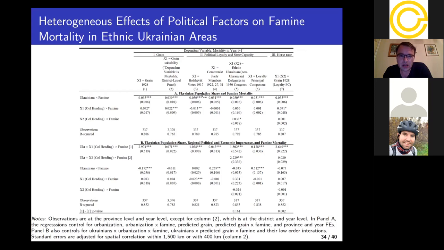In the second column, we repeat a similar exercise, but for the district level data. Next, we take various measures of political loyalty and state capacity of the Bolshevik regime, namely the share of voters for the Bolsheviks in 1917, Communist Party membership in 1922, 27, and 31, averaged over these 3 years, and the share and number of delegates at the party congress. And we distinguish the ethnicity of these delegates at this party congress.